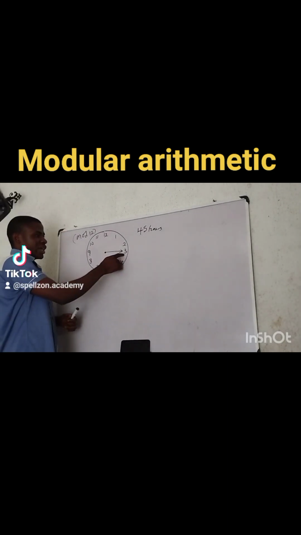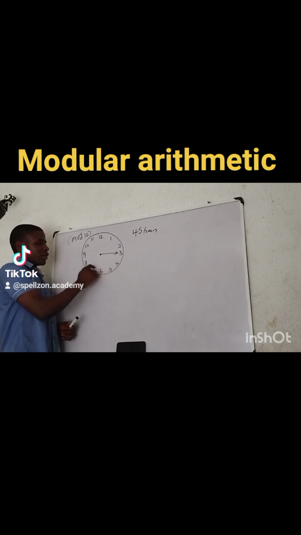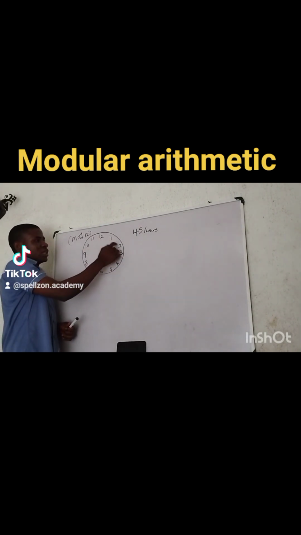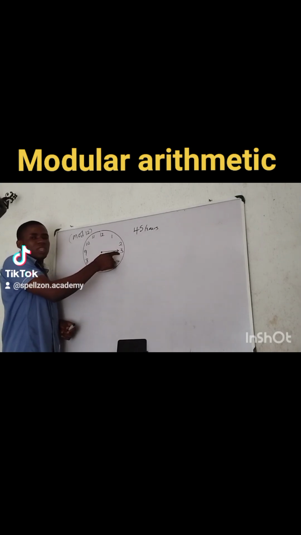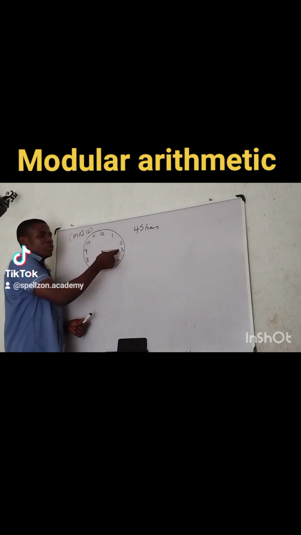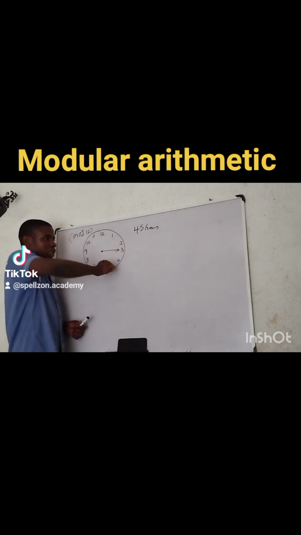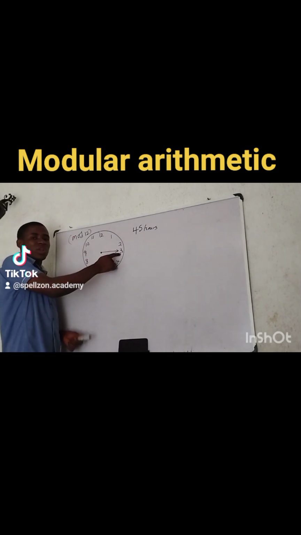Now from this 3, if I ask you about the next 12 hours, it will move 1, 2, 3, 4, 5, 6, 7, 8, 9, 10, 11, 12. So it will get to 3 again, but the only thing that changes is that it becomes 3 o'clock in the morning. In the next 12 hours, it will be 3 o'clock in the afternoon, and in the next 12 hours again, 3 o'clock in the morning. That's 36 hours. Do you understand?